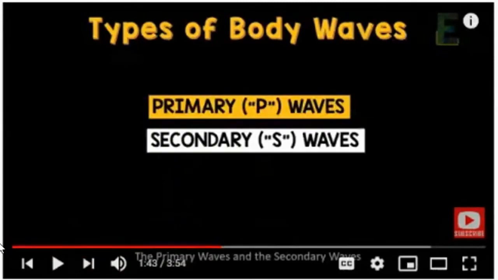So, my dear students, seismic waves, please take care of the spelling as well as pronunciation. Seismic waves are simply the earthquake waves. But under seismic waves, we have two types. That is primary waves, which can be called P waves, as well as secondary waves, which can be called S waves.